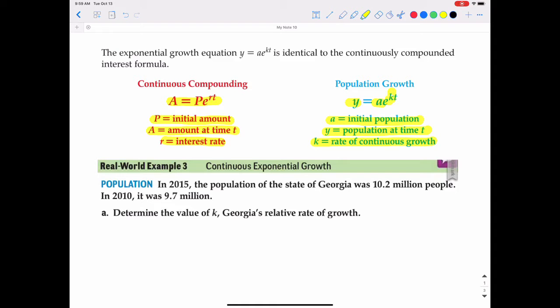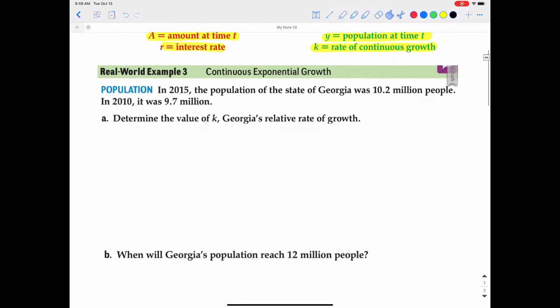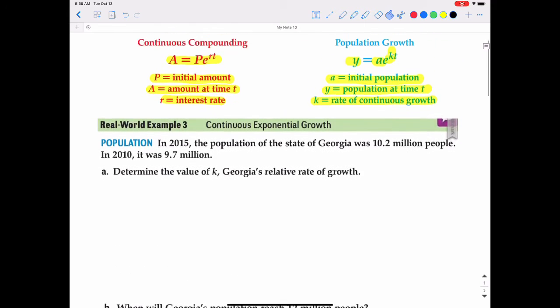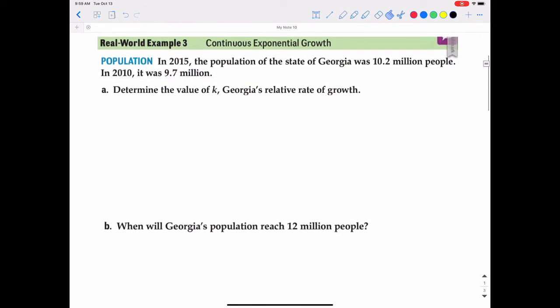So let's do a problem that deals with continuous exponential growth in a population. In 2015, the population of the state of Georgia was 10.2 million people. In 2010, it was determined to be 9.7 million people. Determine the value of k, Georgia's relative rate of growth.